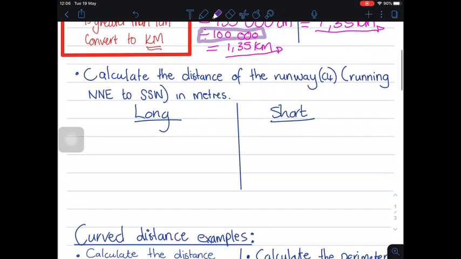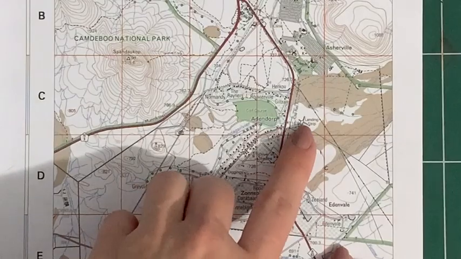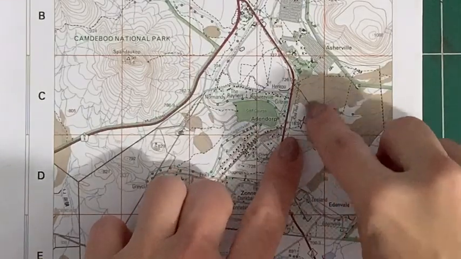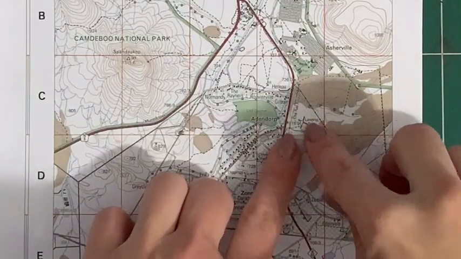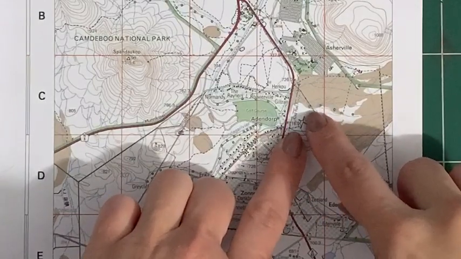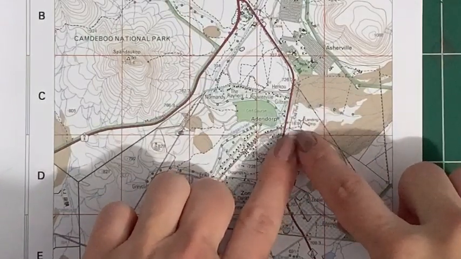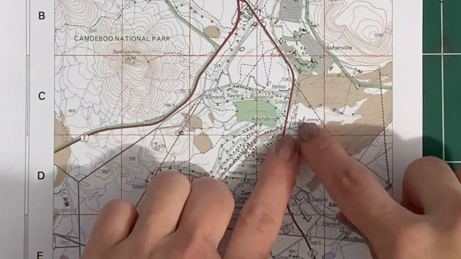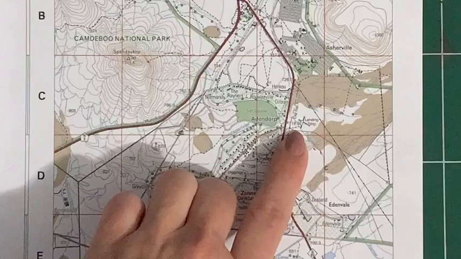Our next example says calculate the distance of the runway in C4 running north-northeast to south-southwest in meters. So if you find the runway in C4, you will see that it crosses over like that. So there's two paths, and the path that we're focusing on is the one that is running from the north-northeast to the south-southwest. So that is the line that we are going to measure to work out our distance.